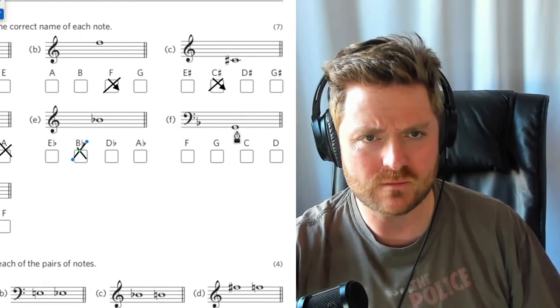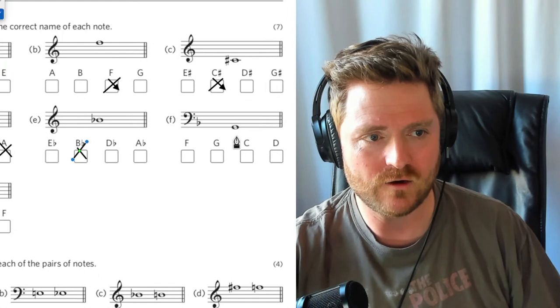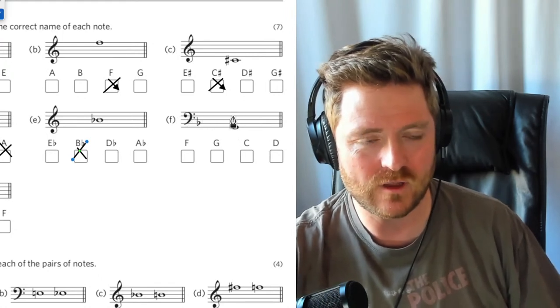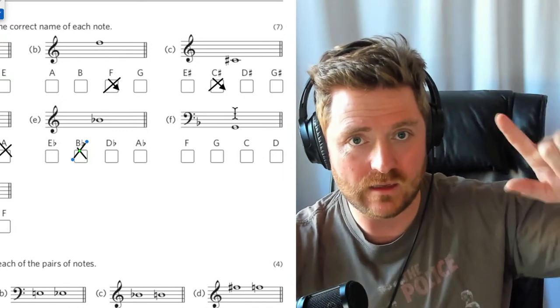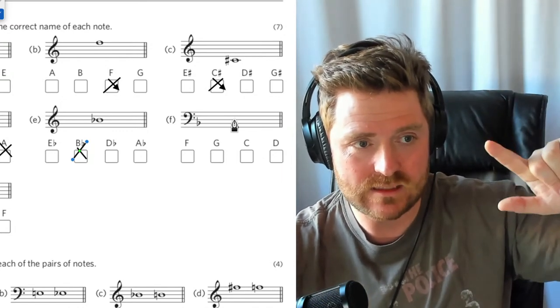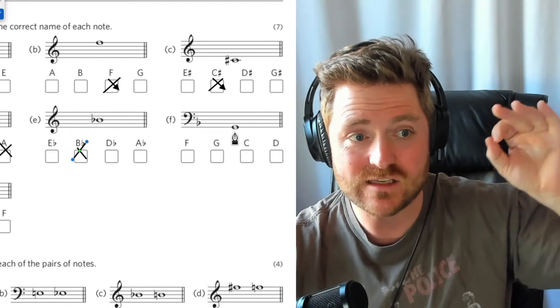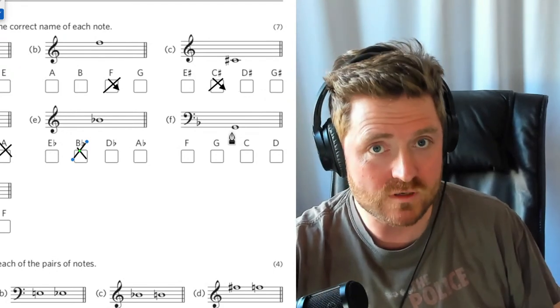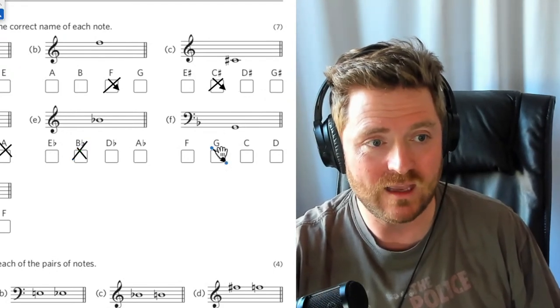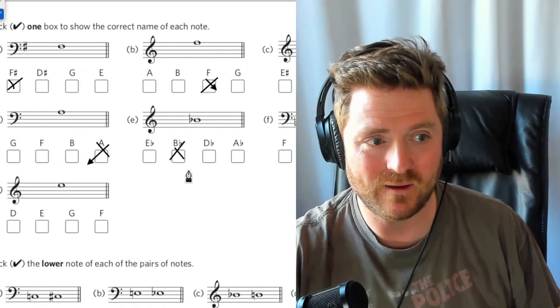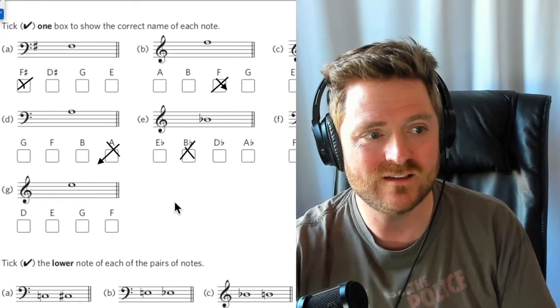Now, this is the bottom line of the bass clef. So let's have a look here. So it's sitting on an F on that fourth line. So if we go down, so the line to the space is E to D to C to B to A to G. The bottom line in the bass clef is G. Okay, and just one more here.